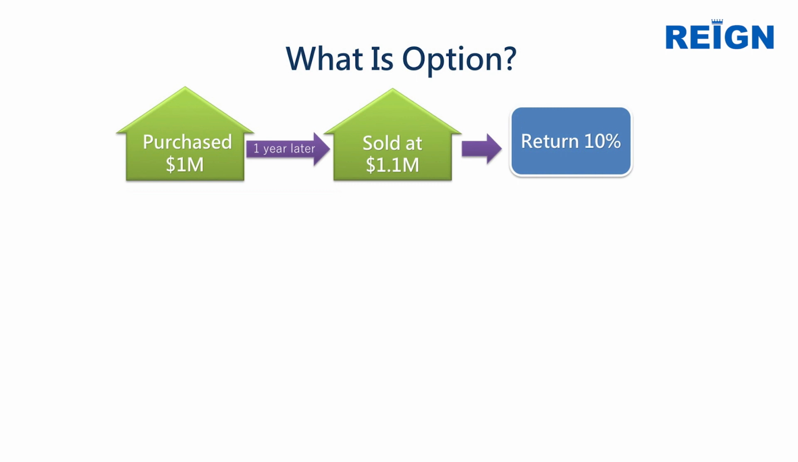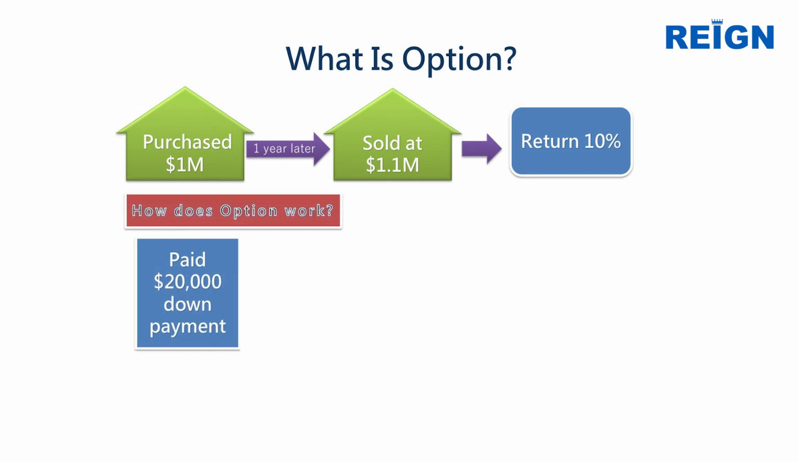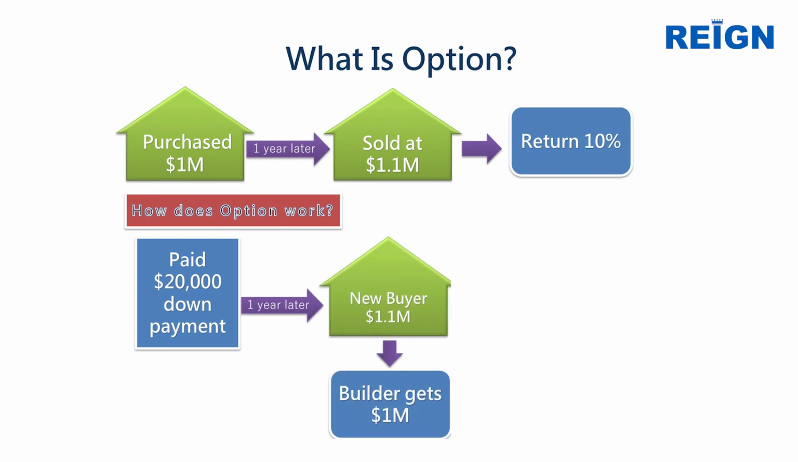Now, let's look at the second way to generate positive return for real estate. Suppose I saw the real estate construction. I went into the builder's sales office to look at the model home. After seeing the model home, I like the particular house with the big yard. The selling price for that house is $1 million. And it will take 1 year to build.